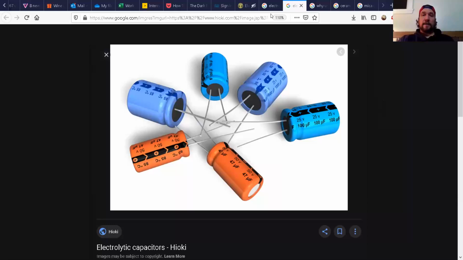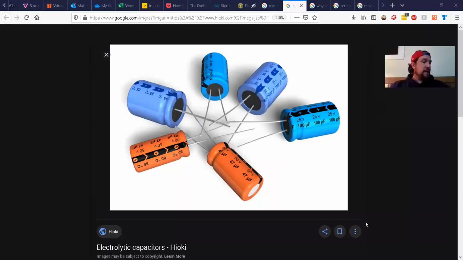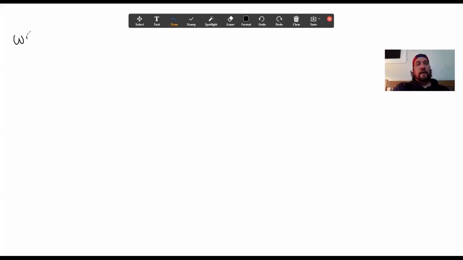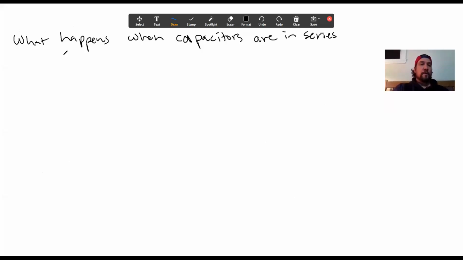All right. So that's really all I want to say about the types. Next, I want to look at what happens when capacitors are in series with one another.